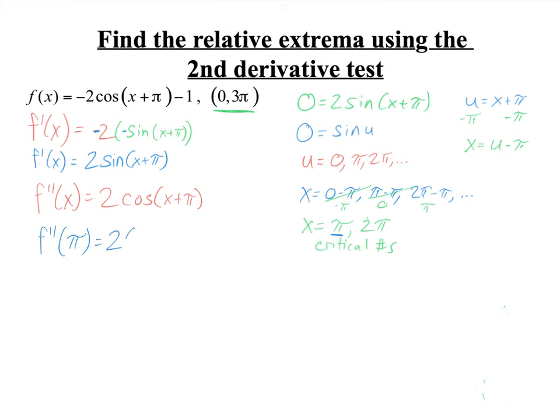So that would be 2 cosine of pi plus pi. Let's see what we get here. When we plug in pi, we have 2 cosine of pi plus pi. I'm going to get rid of the extra parenthesis and just put cosine of pi plus pi. Isn't that 2 pi? And cosine 2 pi, from the unit circle, is 1. And what is 2 times 1?